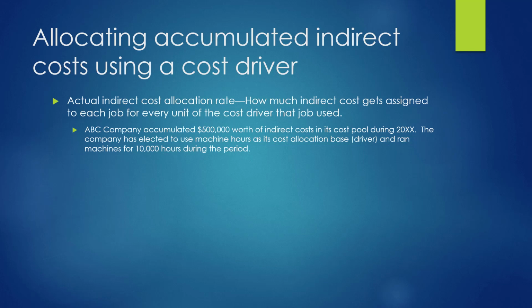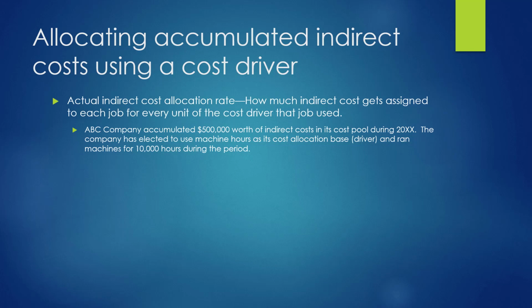We have the actual indirect rate. This would be assigning costs out of that pool, knowing what the actual indirect costs you had for the period were. So if ABC Company accumulated $500,000 worth of indirect costs into its manufacturing overhead pool, they would need to find some logical way to take those costs out of the pool and put them into different jobs. And they've decided that since they're a very machine-intensive operating procedure, they have to use machine hours as the thing that would cause them to incur the most indirect cost.